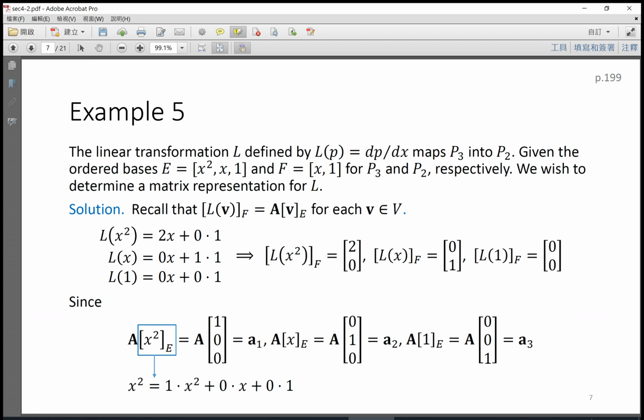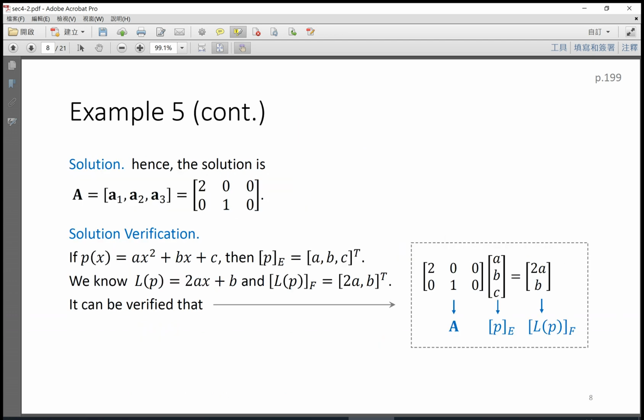Similarly, we can prove that the coordinate of L of x with respect to F equals A2, where A2 is the second column of matrix A. And we also can prove that the coordinate of L of 1 with respect to F equals the third column of matrix A. Thus, the column vectors of the matrix representation are A1, A2, and A3, which have been computed already, and our example is finished.